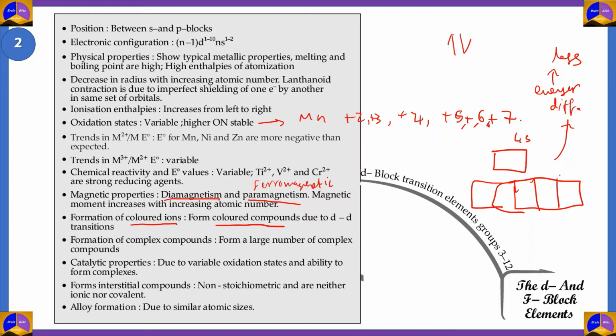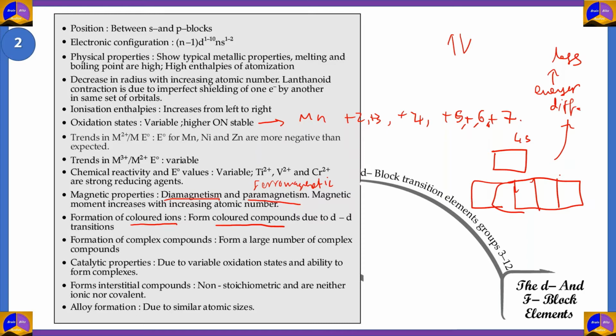So these elements can form colored compounds due to constant transition of electrons within the d orbital and also from d orbital to s orbital. That's what brings about the color.